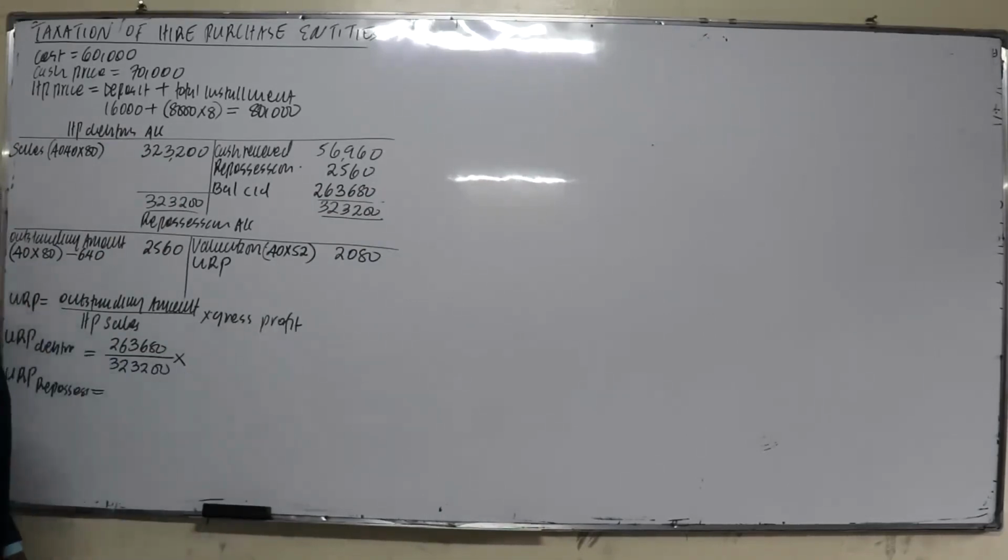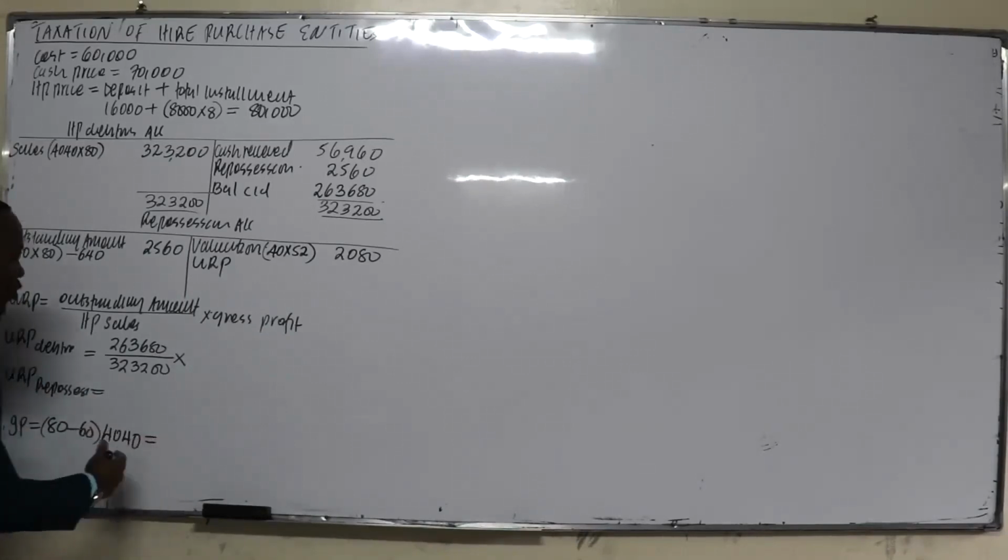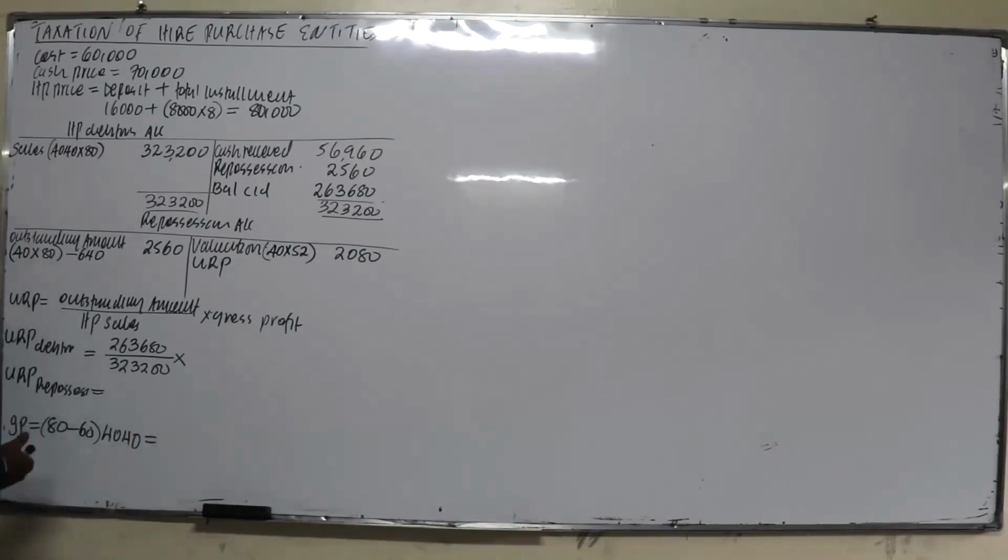How do we get the gross profit? Let me show you how to get the gross profit. It's very simple. How much is the selling price? It's 80. How much was the cost? 60. So that means per machine you are making a profit of how much? 20. Then how many units had you sold during the year? 40. So you had made a total gross profit of how much? That is 800, right? Since 40, you add 0, then you multiply by 2.